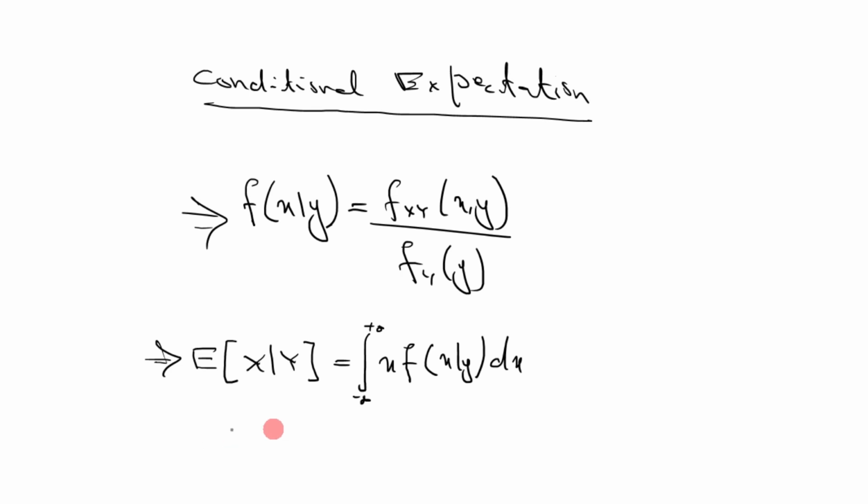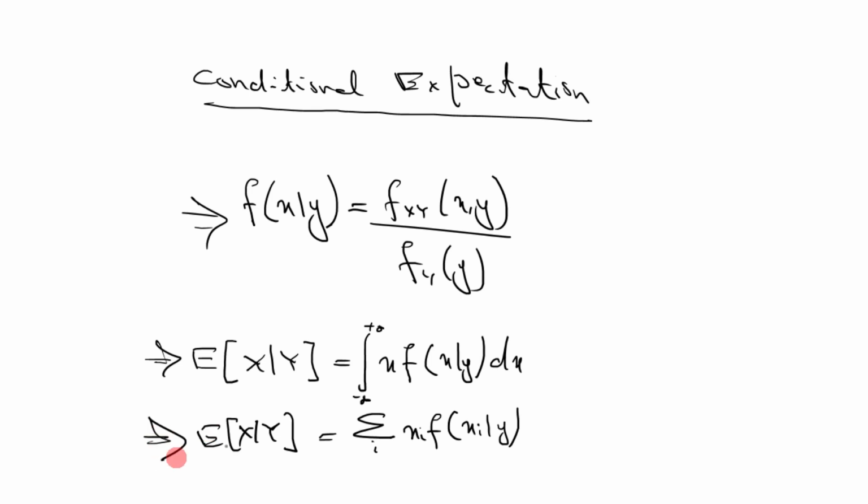Similarly, for a discrete random variable, this is the expectation of X given Y. In a discrete random variable, this integral will be replaced by a summation. Here we have x_i, and here we have the conditional density, which is representing a discrete random variable. So this is for discrete random variables, and this is for continuous random variables.